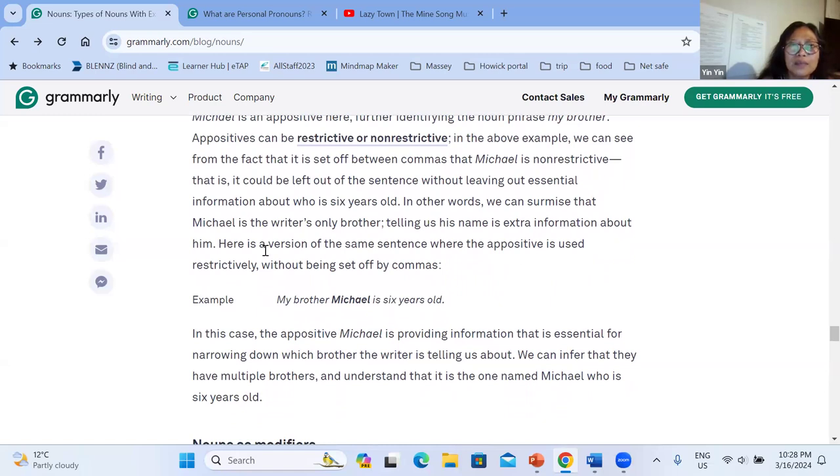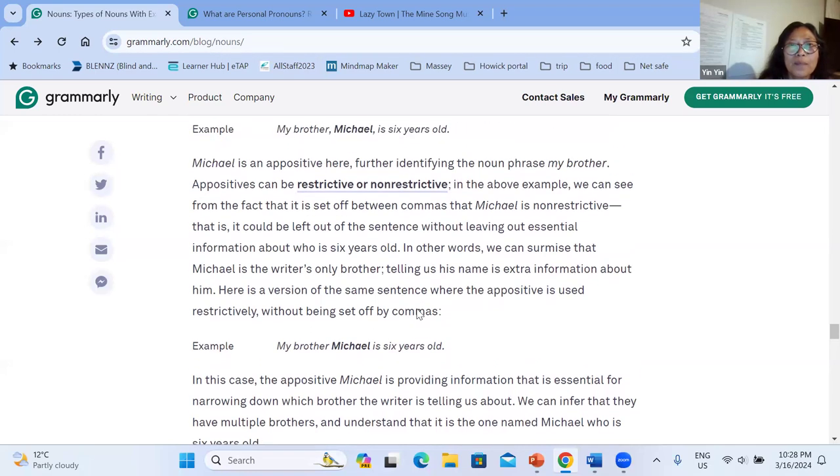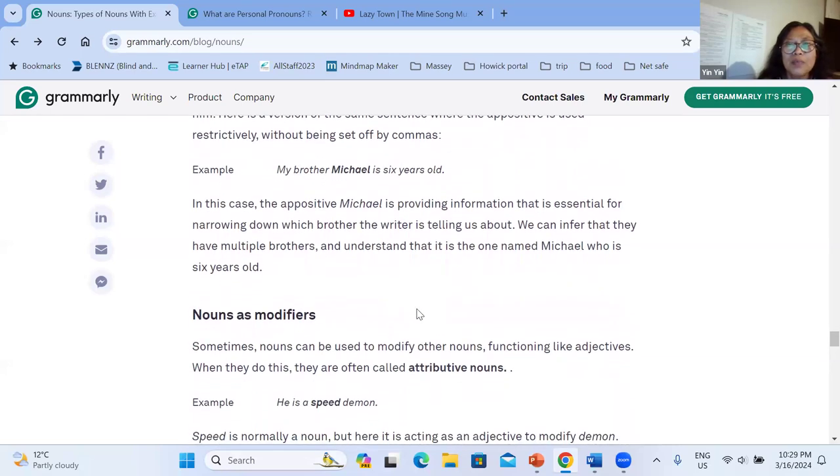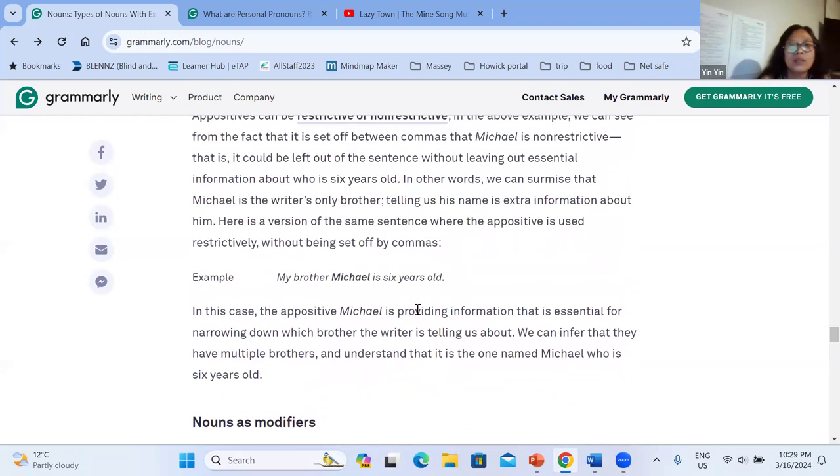Here's a version of the sentence where the appositive is used restrictively, without being set off by commas. My brother Michael is 6 years old. In this case, the appositive Michael is providing information that is essential for narrowing down which brother the writer is telling about.